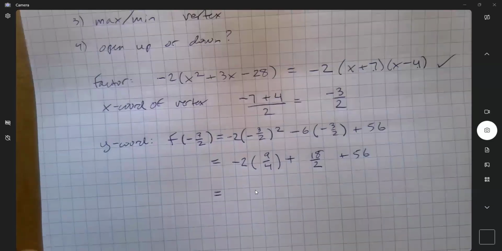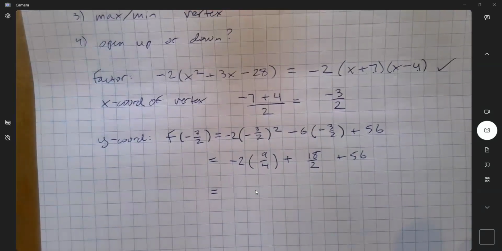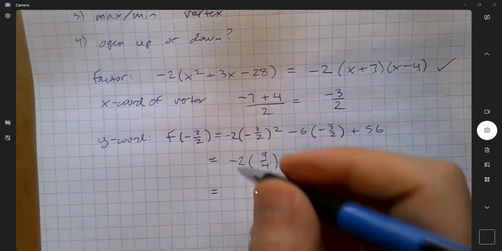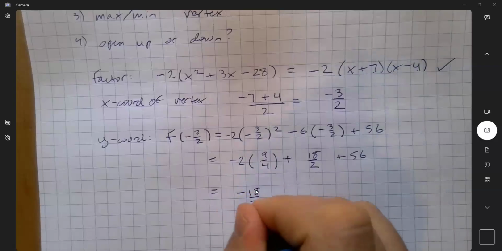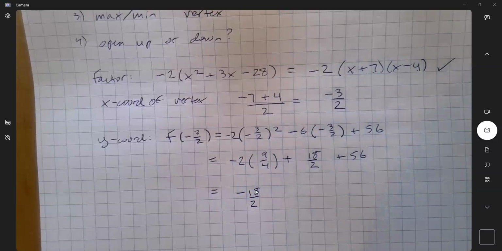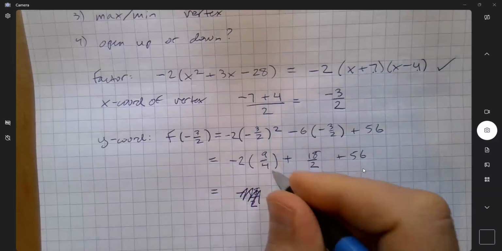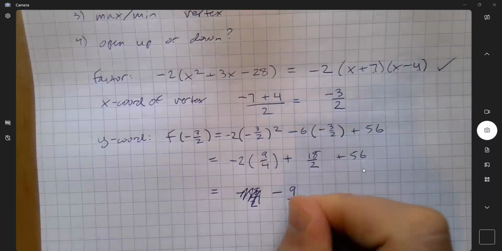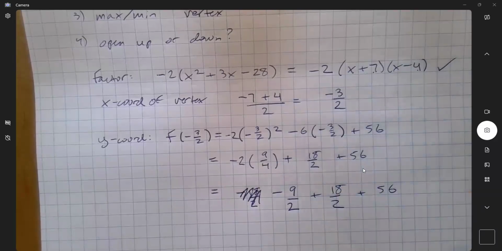I'm doing this a little quickly because for me, this is not the most important part of understanding the graph. There's nothing wrong with just taking that function at the beginning and putting it into Desmos. What I'm trying to show you is the reason that it all makes sense. -2 times 9/4 is actually -18/2. Nope, I made a mistake. -2 times 9/4 is just -9/2, and then plus 18 over 2, plus 56.